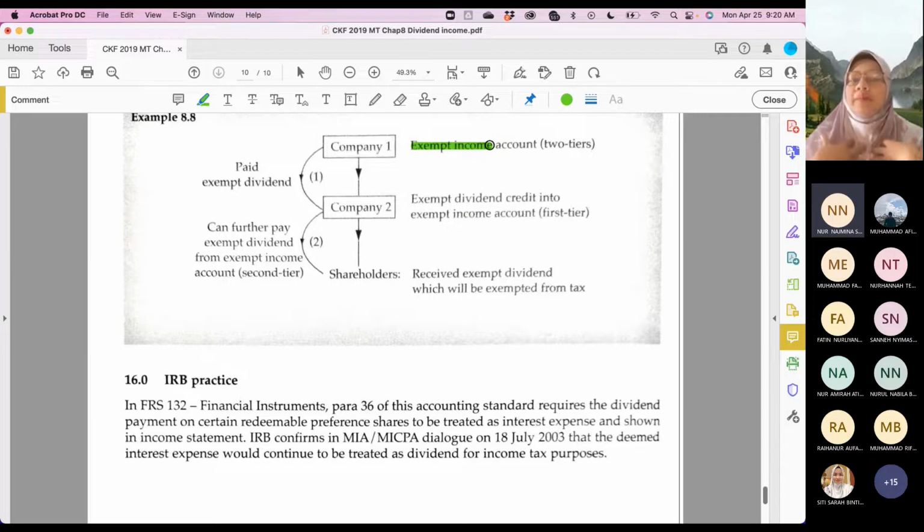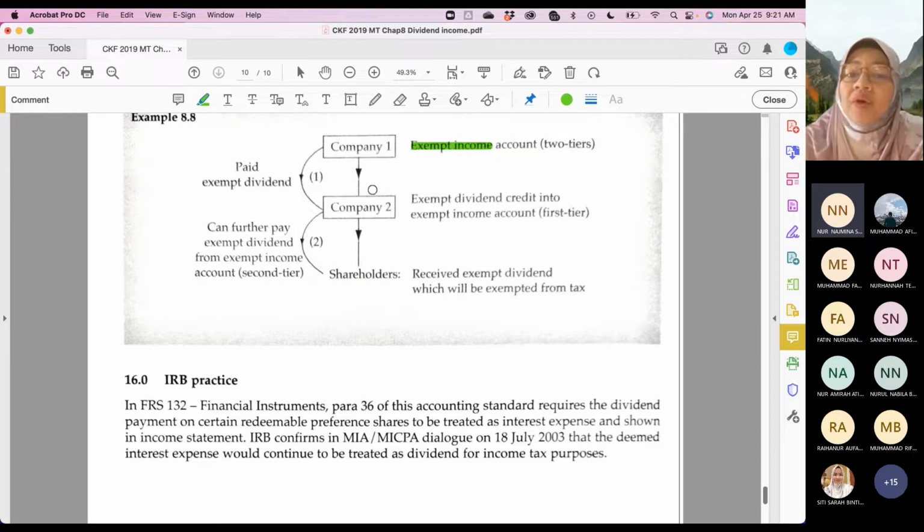So if I have company 1, I have many shareholders. The shareholders could be individuals, or they could be companies as well. If I pay out to individual shareholders, there's no issue because they just get the money, and that is their income. But if I declare to a shareholder who is a company, which we call company 2, I declare an exempt dividend to company 2. Company 2 receiving exempt dividend means they don't have to pay tax on it, so whatever exempt dividend they receive goes into the exempt account.